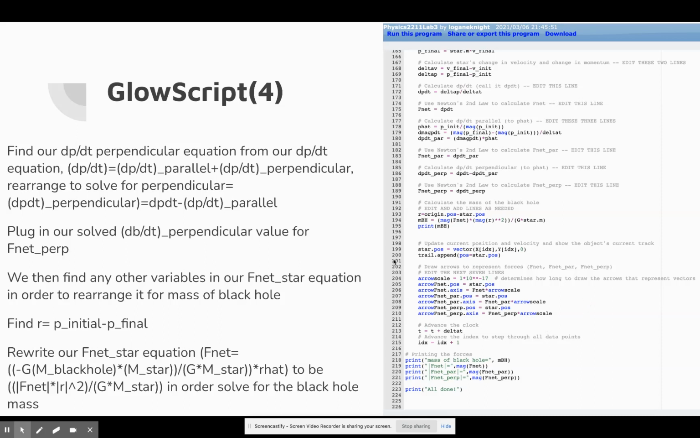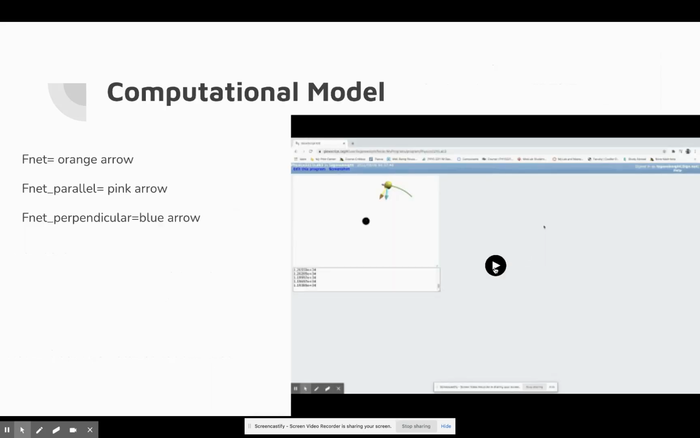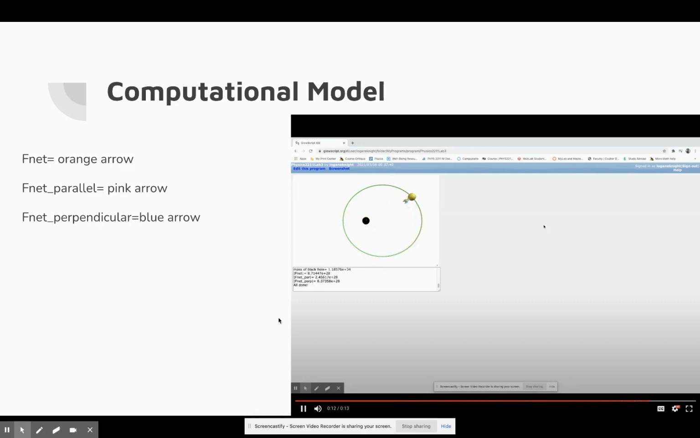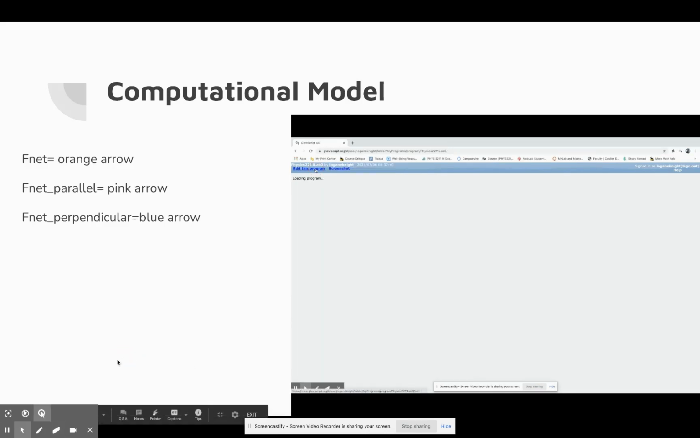And then down here, we're able to set the different arrows equal to our different directional forces for our computational model. So from our computational model, we have the F net orange arrow, F net parallel pink arrow right here, then our F net perpendicular blue arrow. As you can see, as it rotates around, those different forces are changing and can help us to calculate that mass as we did.